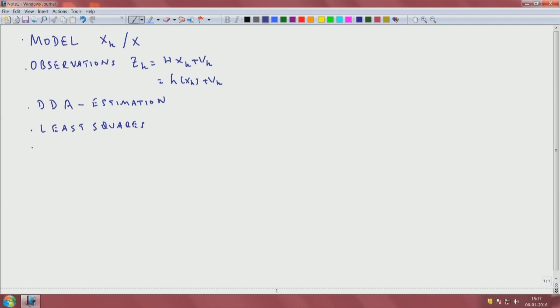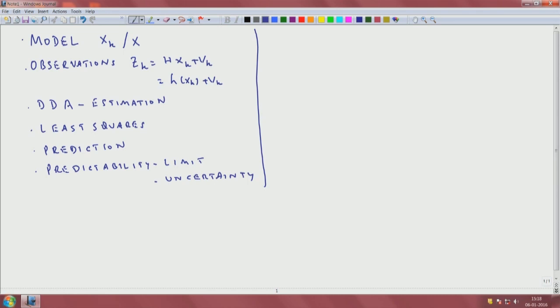Once we have gotten an estimation, then we want to be able to generate prediction. Once we are able to generate prediction, I want to be able to talk about the quality of prediction, the predictability limit. The predictability limit in the case of discrete time models, and quantification of uncertainty in the case of stochastic models, uncertainty in prediction. So, this is by and large our overall theme. We largely confined ourselves to the estimation or data assimilation part of the whole story.